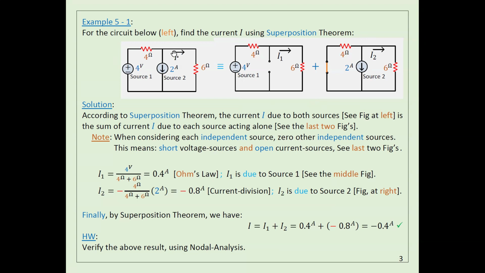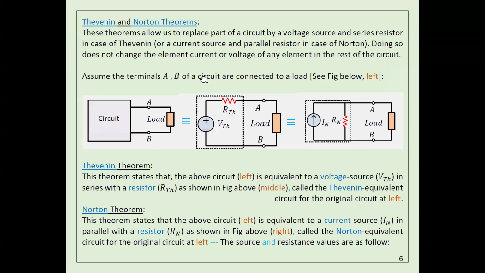If the number is positive, yes, the current will be here. If the number is negative, it's in the opposite direction. So this was the first one I explained.